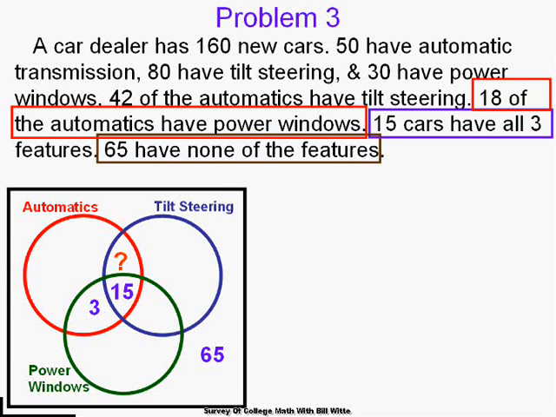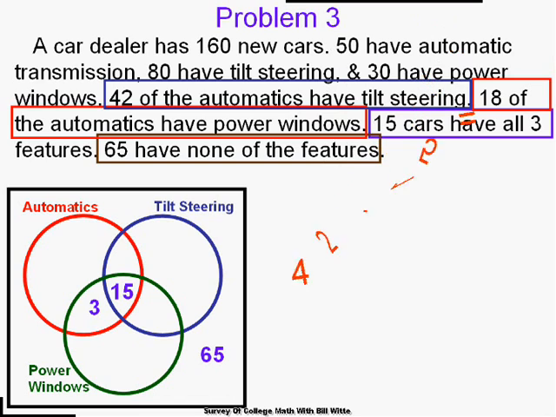Okay, now this one, looking at the picture, is going to be automatics that have tilt steering, but don't have power windows. Well, we know 42 of the automatics have tilt steering. 42 of them, but they didn't say anything about power windows. So let's subtract the 15, and we'll get that number. Now we're rocking.